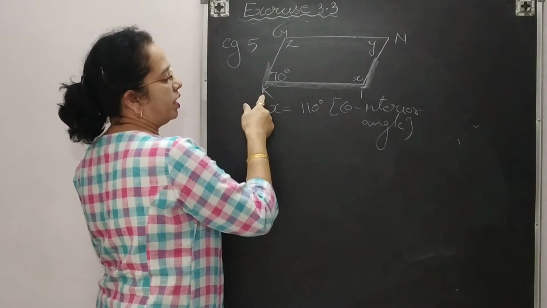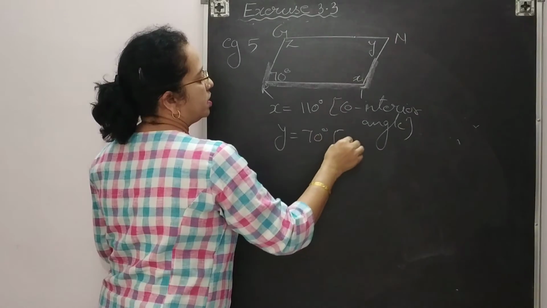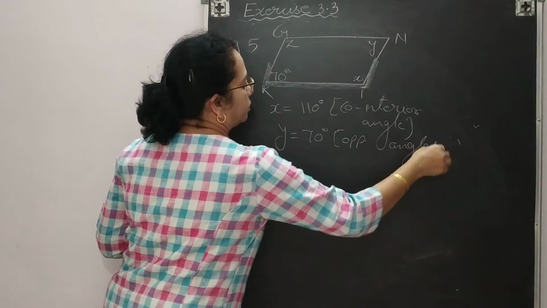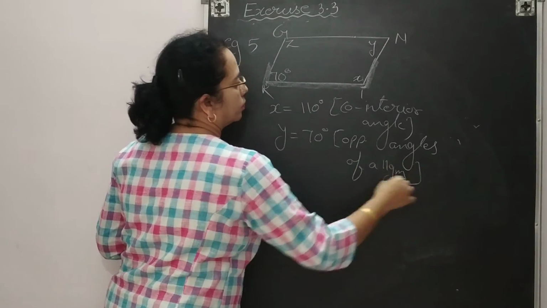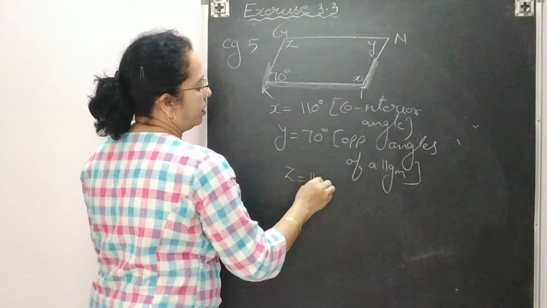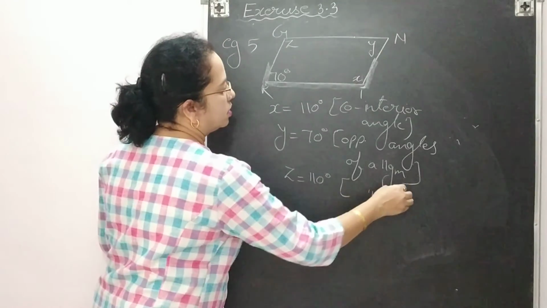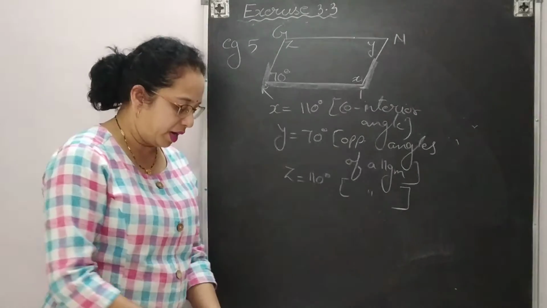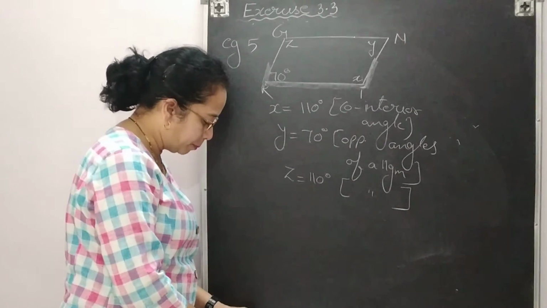Since the value of r is 70 degrees, y is also 70 degrees. The reason: opposite angles of a parallelogram. x is 110, so z is also 110. Again, this is opposite angles of a parallelogram. So we are using properties of a parallelogram here to find out the values of x, y and z.